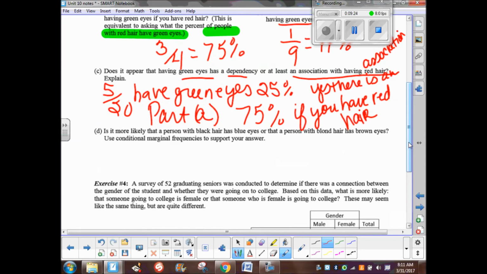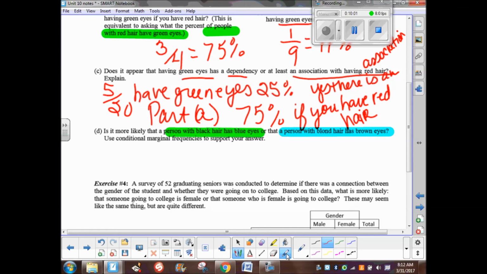Okay, part D. It says, is it more likely, so now we got a comparison here, that a person with black hair has blue eyes, or, this is the other piece we're going to look at, a person with blonde hair has brown eyes? Use the conditional marginal frequencies to support your answer. So let's do the one I highlighted in green. Of all the people with black hair, how many have blue eyes?